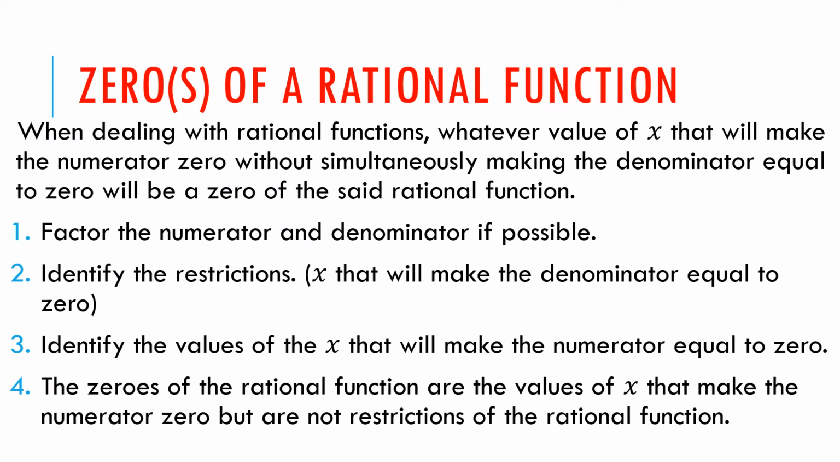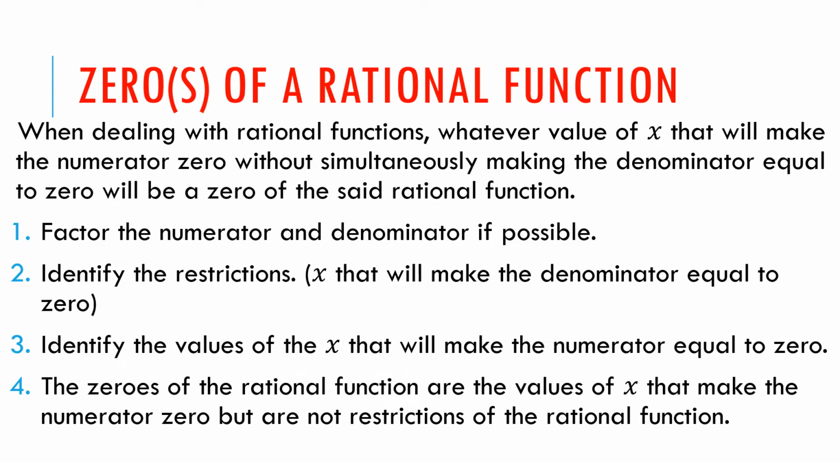Let's talk about the zeros of a rational function. When dealing with the rational functions, whatever value of x that will make the numerator 0 without simultaneously making the denominator equal to 0 will be a zero of the said rational function. These are the steps that you are going to follow when finding the zeros of a rational function.